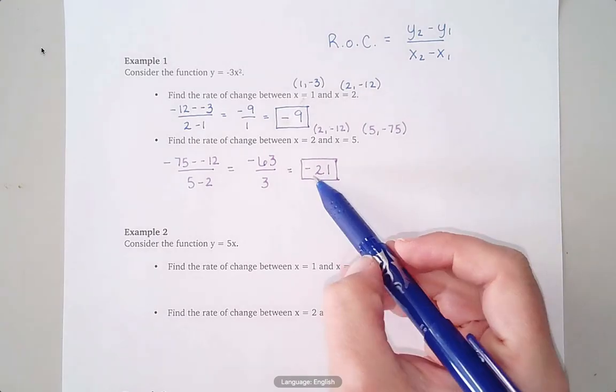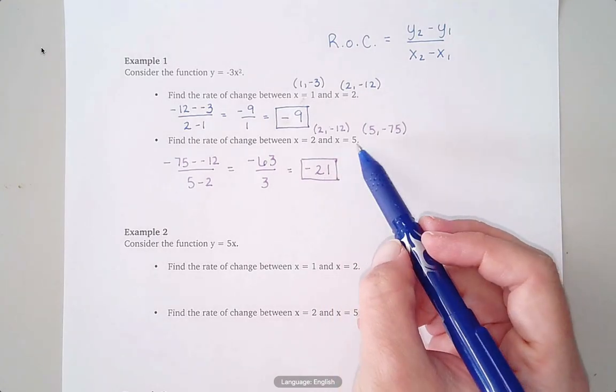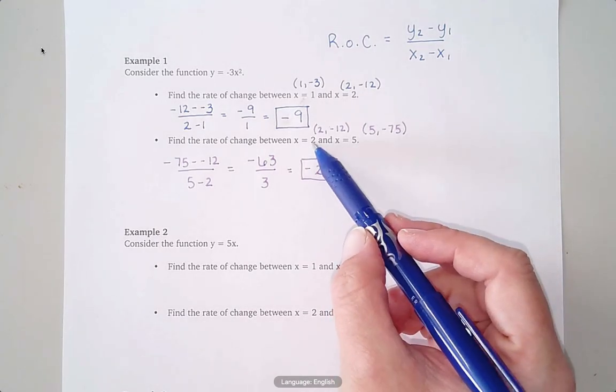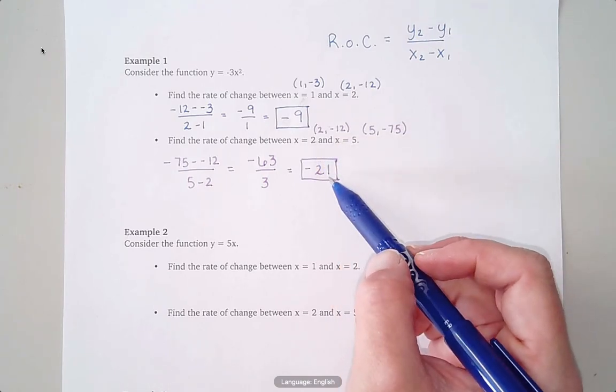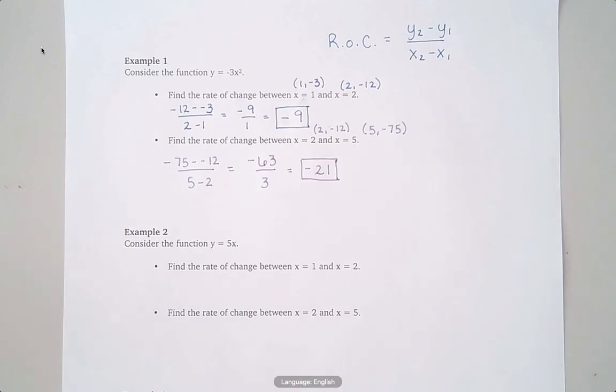And so this negative 21 is saying that if I were to look in general between x equals 2 and x equals 5, our y values are dropping about 21 places for every step along the x-axis you take, on average. So now let's look at the function just 5x.